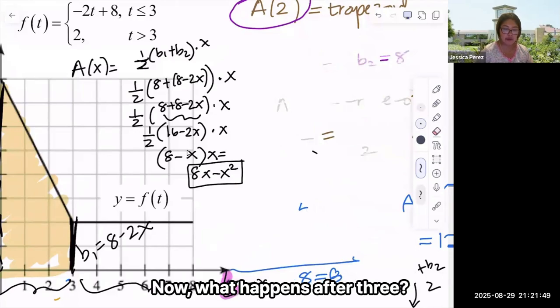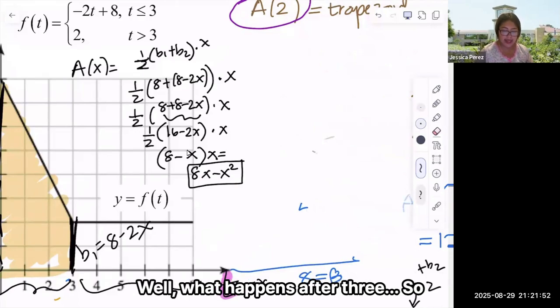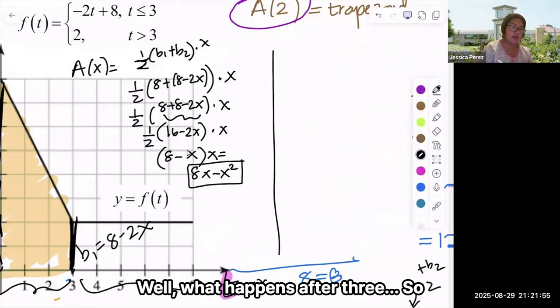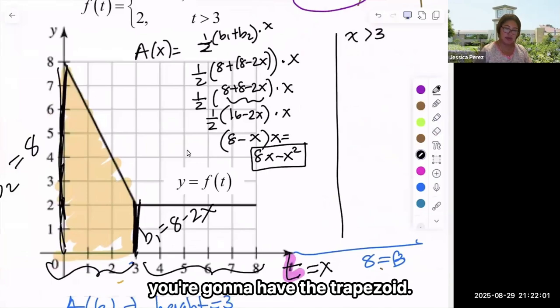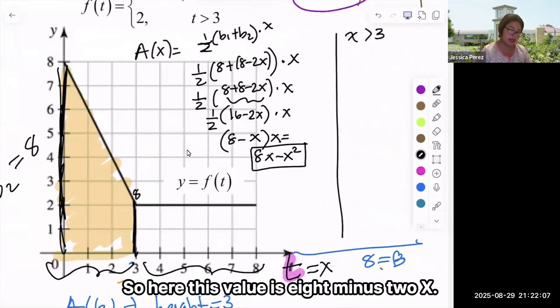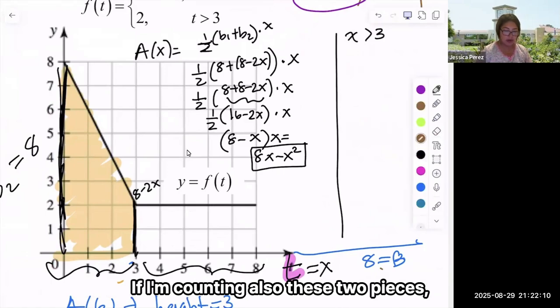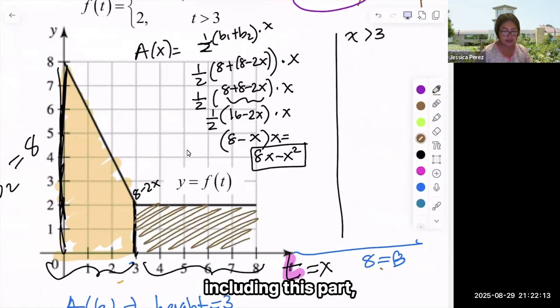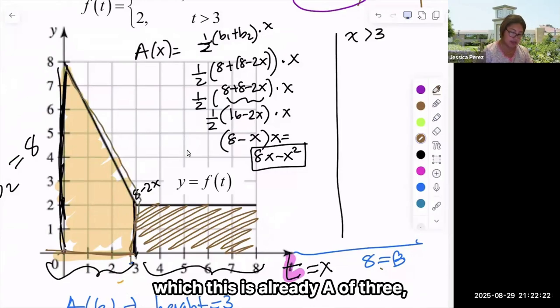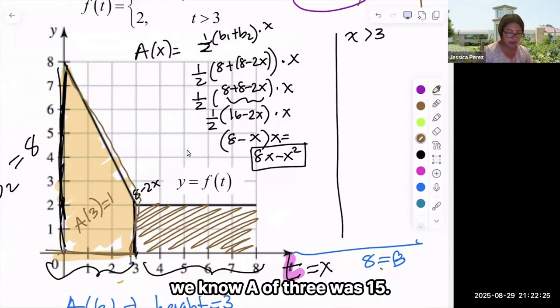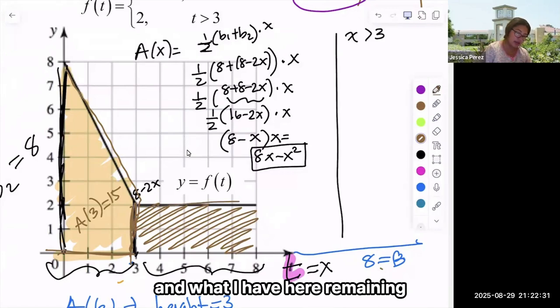Now, what happens after 3? So when x is greater than 3, you're going to have the trapezoid, so here this value is 8 minus 2x. If I'm counting also these two pieces, including this part, and now I'm going to have to remove this part, which is already A of 3. We know A of 3 was 15. That's just the trapezoid.